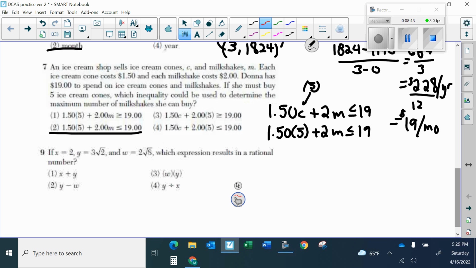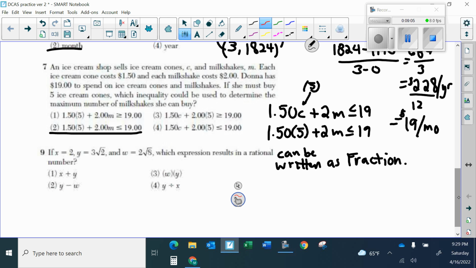Okay, which expression for 9 results in a rational number? Remember, a rational number can be written as a fraction. Irrational numbers can't be written as a fraction, and thus they are mostly radicals. Remember, anything that's a radical that is not a perfect square, that's an irrational number.